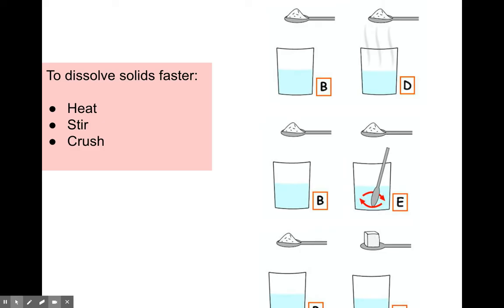Okay, so we're going to learn about solubility. First of all, we learned yesterday that for solids, to make them dissolve faster, you can heat it, you can stir it, you can crush it. So let's go through. You have two beakers here, cool water, hot water. Which one will dissolve faster?